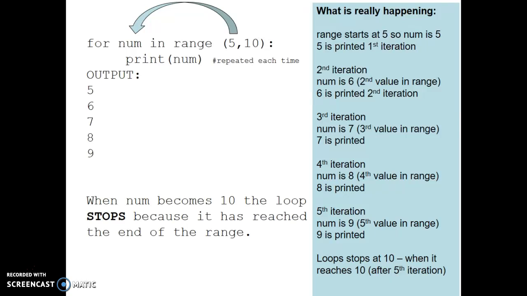So we print 9, and then we add 1, and we finally reached our limit. So when we reach 10, we don't continue the loop. So we do the loop 5 times. We print the values 5, 6, 7, 8, 9. We reach our limit, and then the loop stops.